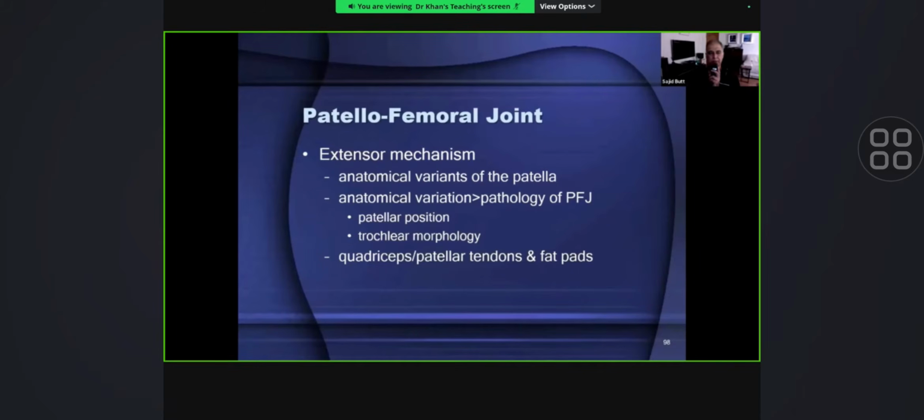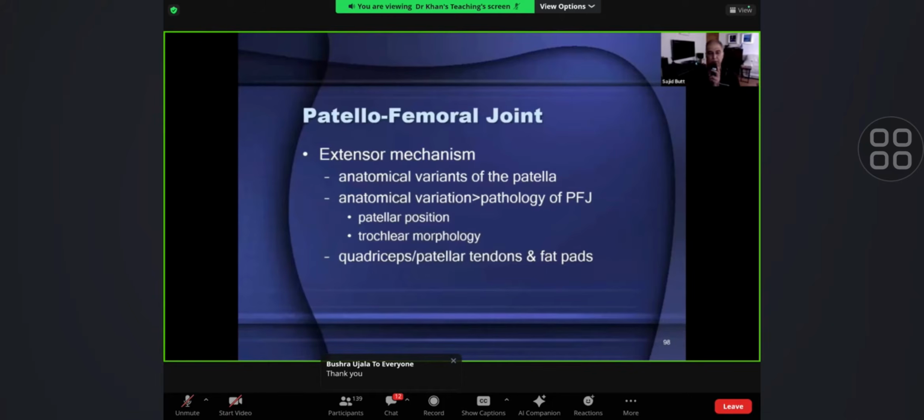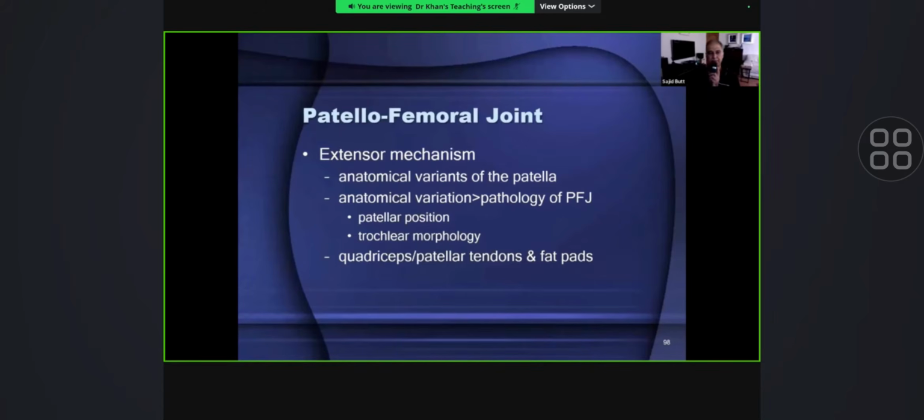Patellofemoral joint is a part of the extensor mechanism of the knee. There are some anatomical variants of the patella in terms of bipartite patella, which means that there is an accessory looking ossicle present at the supralateral margin of the patella. The position of the patella can vary in terms of a high position or a low position. And there are differences in the morphology of trochlea, which can be shallow or dysplastic. Then we've got problems with the quadriceps tendon and the patellar tendons and fat pads.